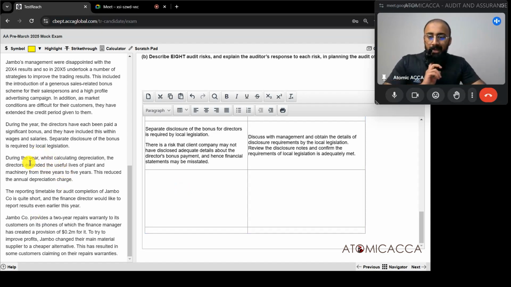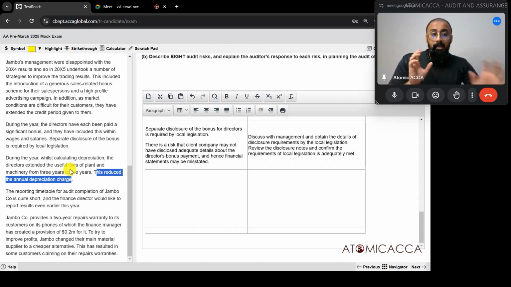During the year, while calculating depreciation, directors extended the useful life of plant and machinery from 3 years to 5 years. When extending life happens, what will happen? Automatically, depreciation expenses recorded will be low. That's already recorded, wrote over here. This reduced the annual depreciation charge. Now, keep in mind, this is another indicator for audit risk.